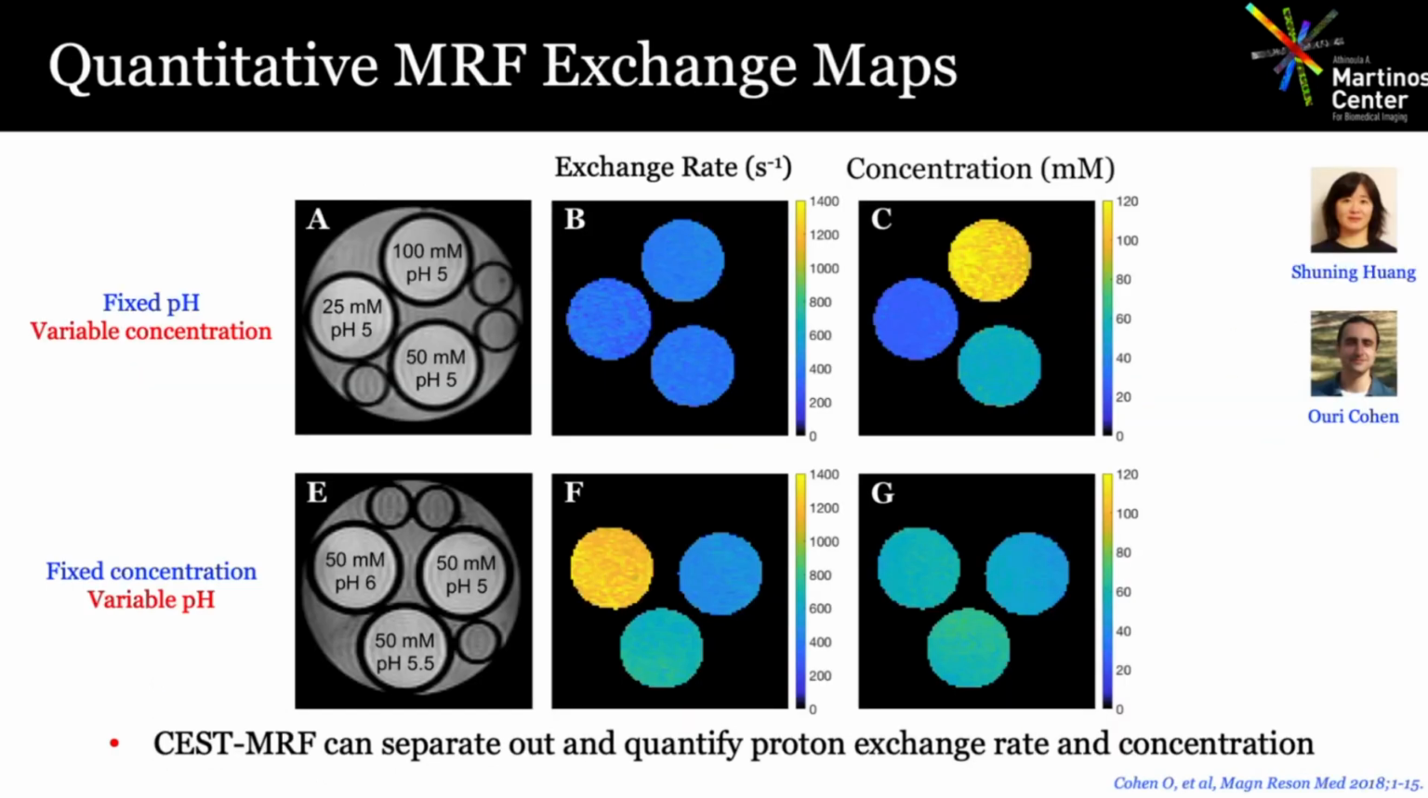But so here's just showing that example of that L-arginine phantom. Here are 2 different phantoms, one where we varied the concentration and one where we varied the pH. You can see the top one, the pH is fixed, the concentration is varied. And since the pH is fixed, the exchange rate should be fixed, and you can see indeed it is. And then the concentrations, we get very accurate concentrations for the L-arginine. Conversely here, where we vary the pH, you can see that the exchange rate is varying, whereas the concentrations are fixed. So with the fingerprinting, we're actually able to separate out these 2 contributions, the exchange rate and the concentration, and quantify them separately.